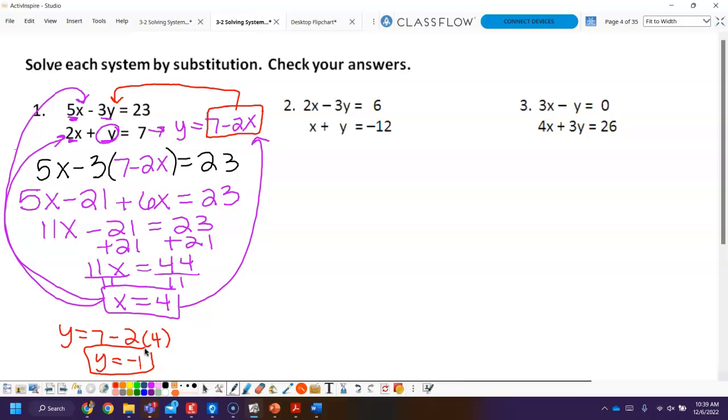Remember yesterday when two graphs crossed and you wrote down the intersection and it was a number? This is that point of intersection. If I were to graph these, they would hit each other at 4, -1.